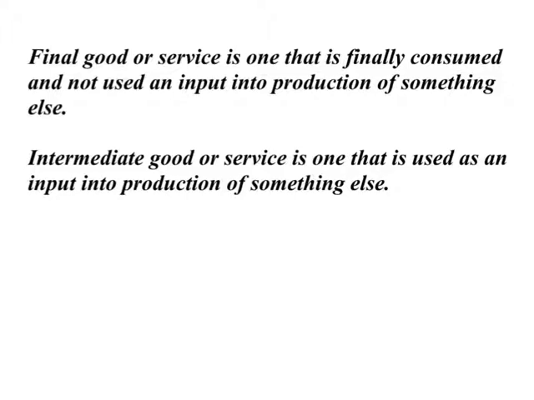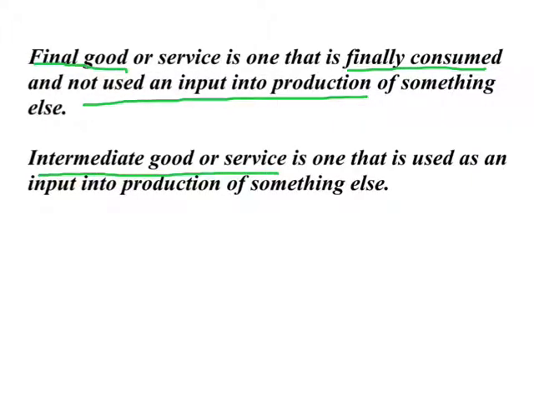GDP is a measurement of final goods and services that are produced in an economy. So what does a final good or a service mean? This simply means that this good or service is finally consumed and is not used as an input into production of something else. This final good or service has to be compared with an intermediate good or service. An intermediate good or service is one that is used as an input into production of something else.